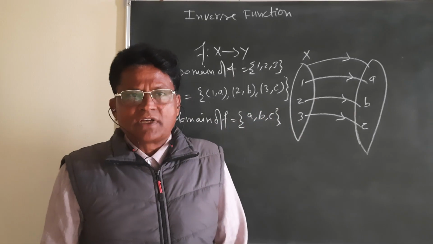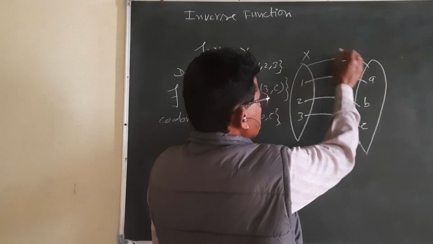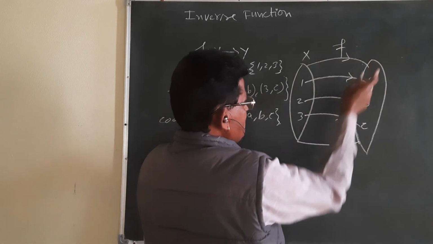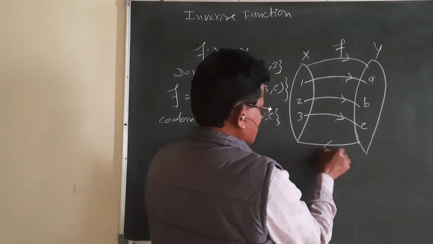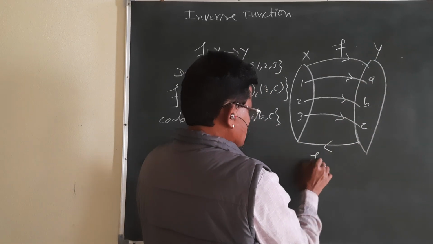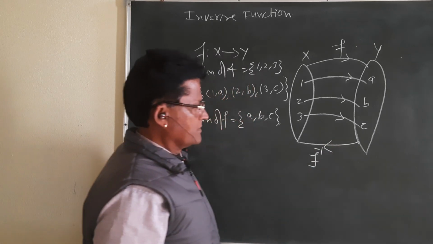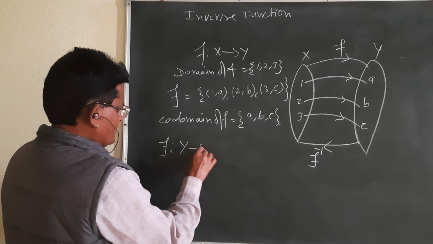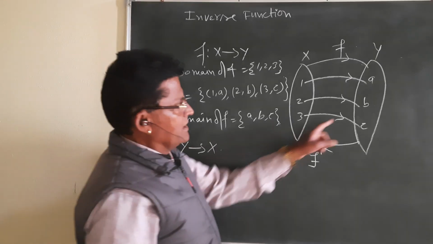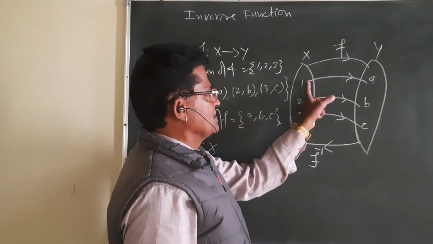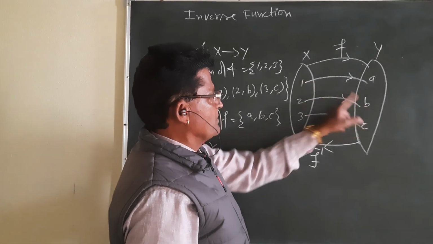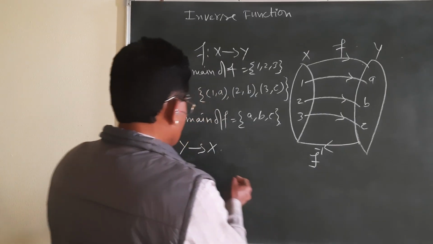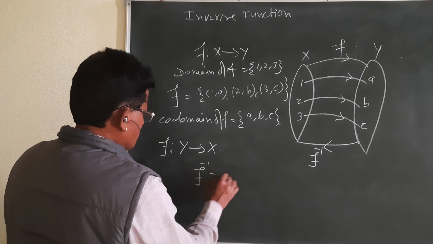While we will take the inverse of the function, you see the direction of this function is from x to y. Now we will take the direction from y to x. That is why it is the inverse of the function. Inverse of the function you can write from y to x, with A forming the image with 1, B forming the image with 2, C forming the image with 3. That is why you see f inverse.